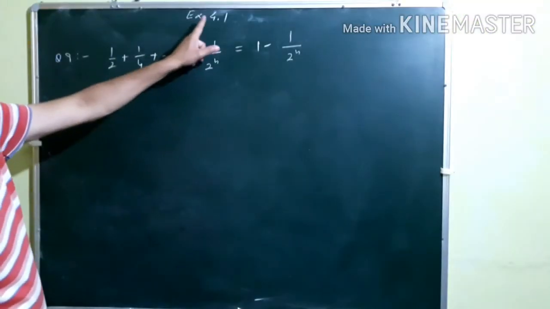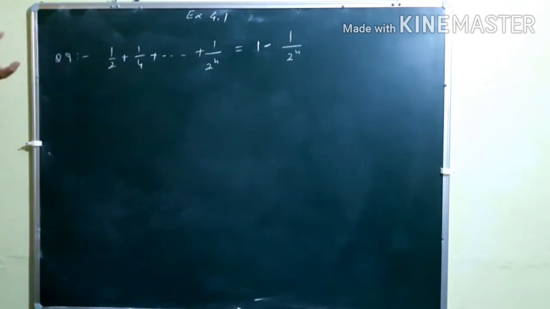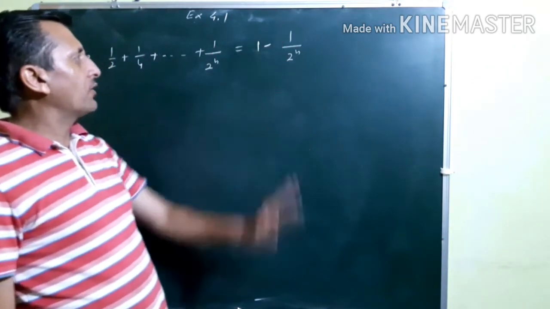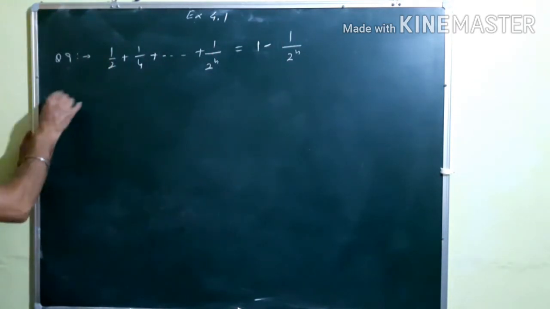Now see, this is exercise 4.1 and question number 9. I have left question number 7 because that's an easy one. So now I am taking question number 9. In this case, he said that the sum of these terms is equal to 1 minus 1 upon 2 to the power n. Once again, we have to use induction.